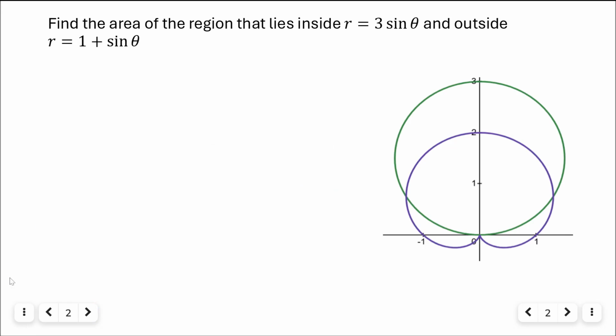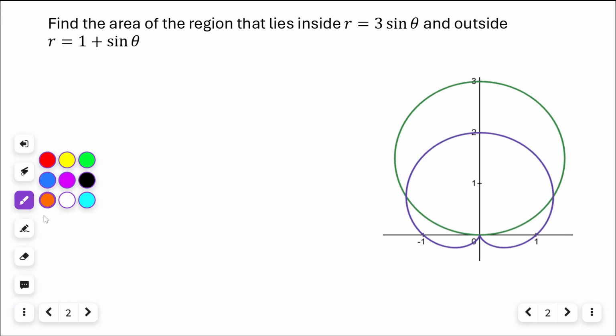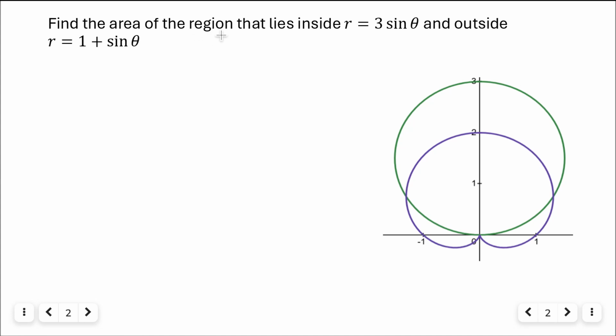Okay, so here's the first question. What we want you to do is find the area of the region that lies inside the graph r equals 3 sine theta and outside r equals 1 plus sine theta. All right, so the first thing you need to be able to do is identify which graph is which. So 3 sine theta is going to be this circle that's up here. And then r equals 1 plus sine theta is going to be this graph here. Okay, looks like an upside down heart.